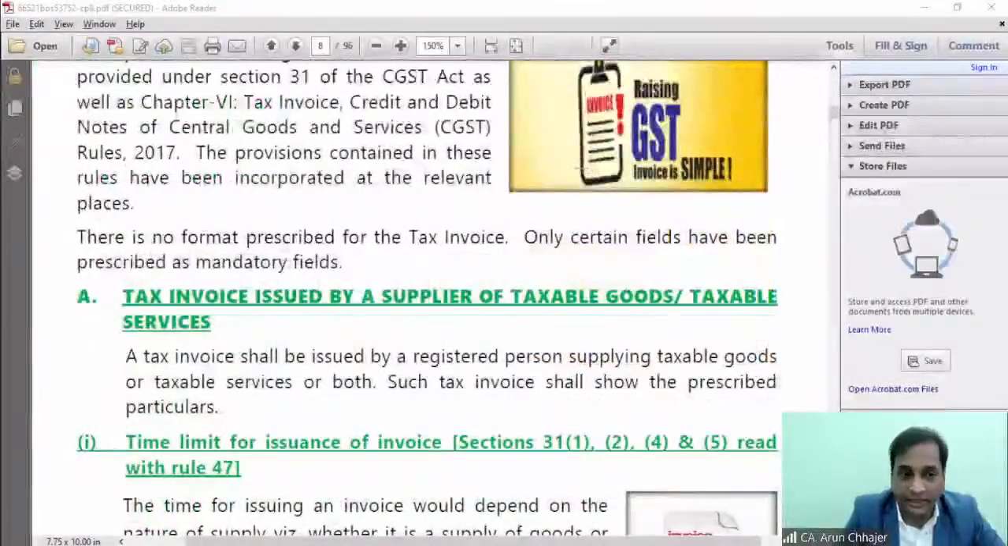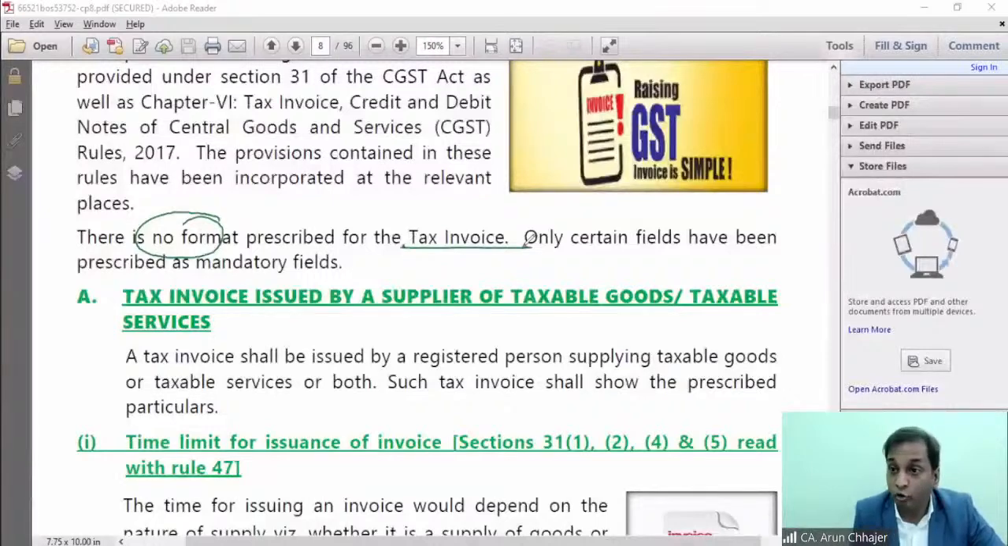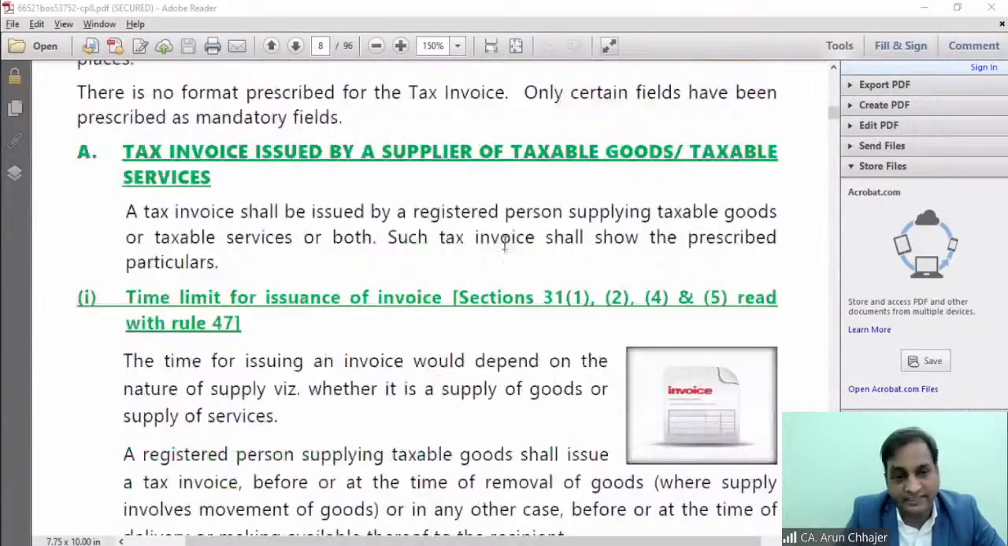Or content and manner. First point, there is no prescribed format for the tax invoice. No prescribed format. Only certain fields have been prescribed in rule 46. So what content has to be there on the tax invoice? There is no fixed format. You can fix your format as per your choice, but certain content is there which has to be mentioned on the tax invoice.